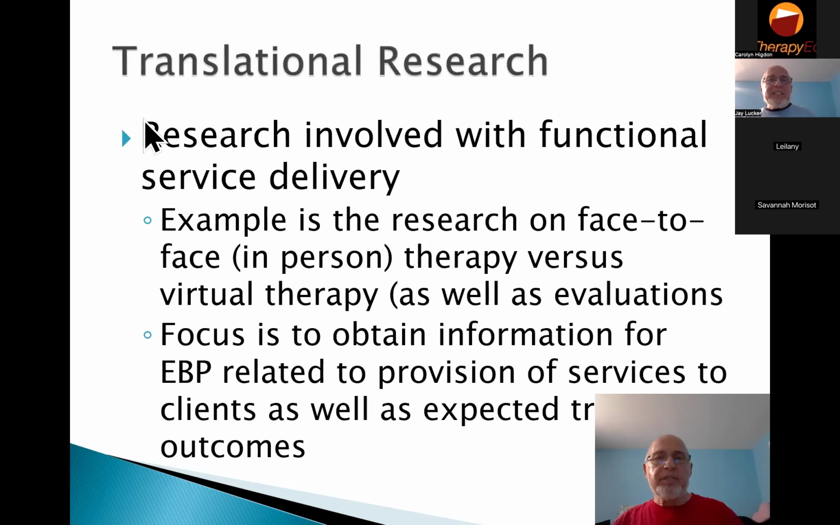Okay. So there's something called translational research, another general area. Questions may come up about that.